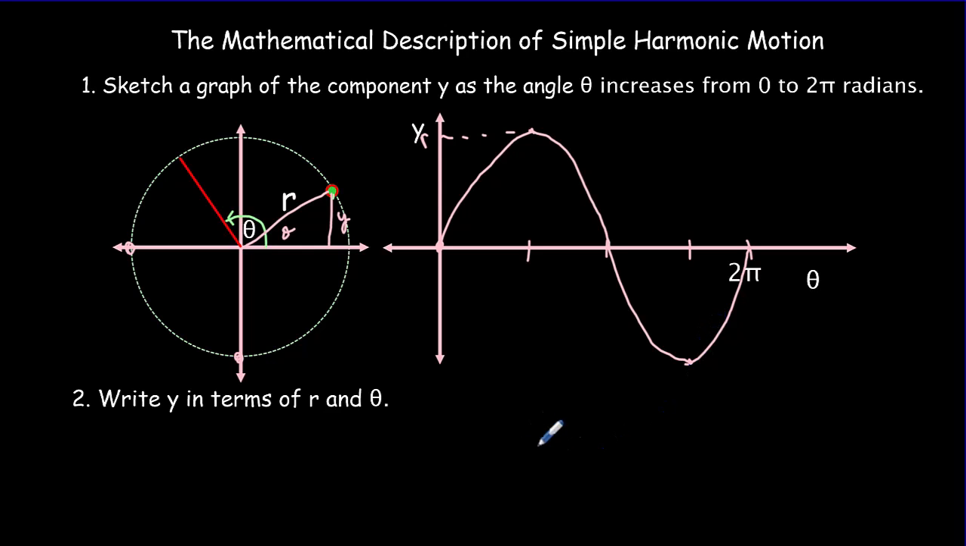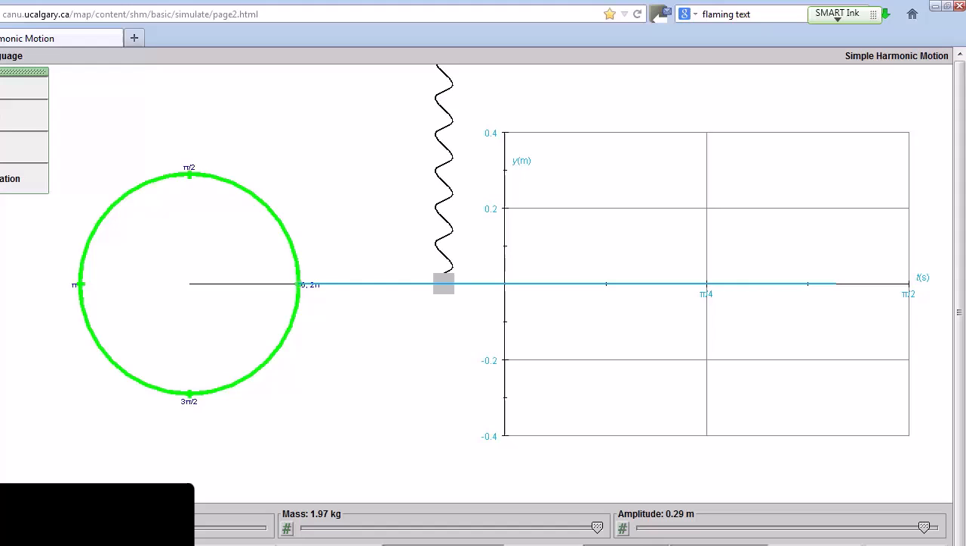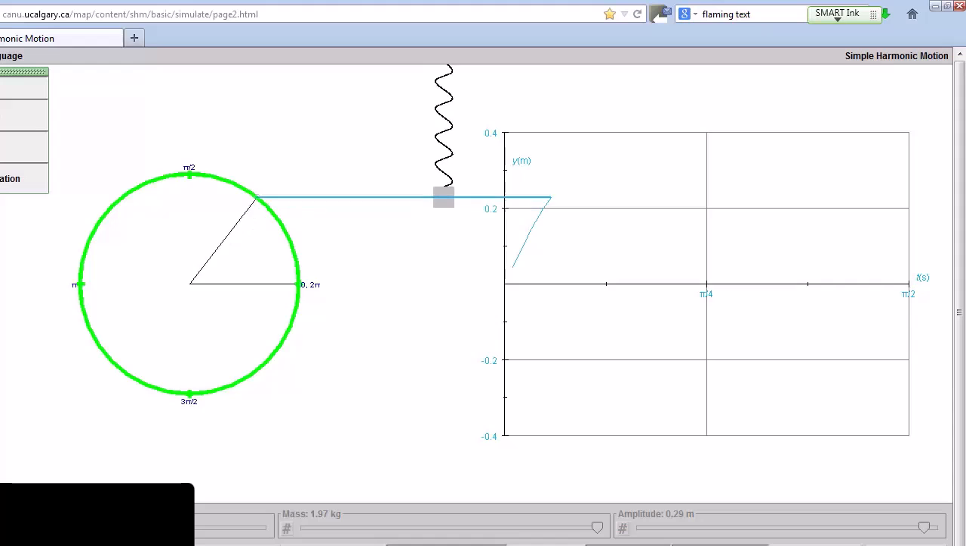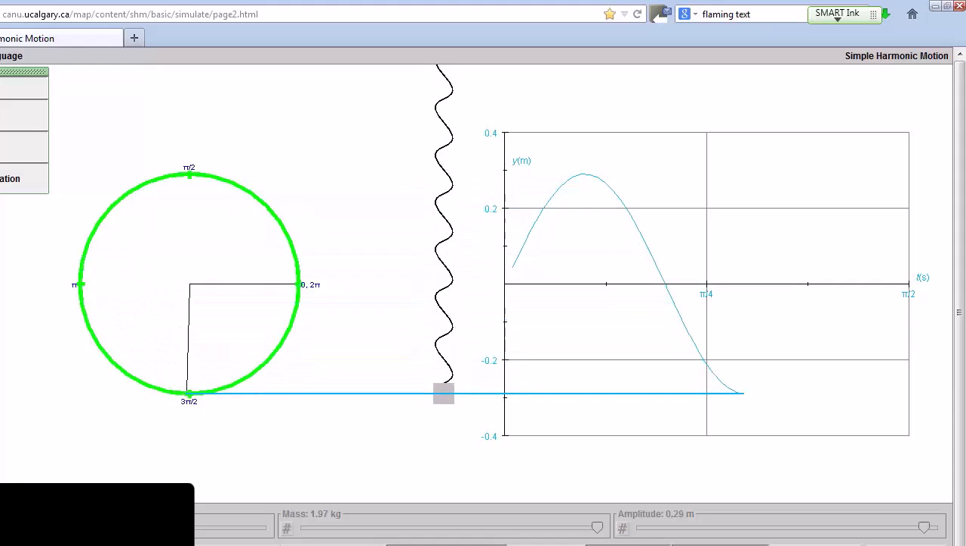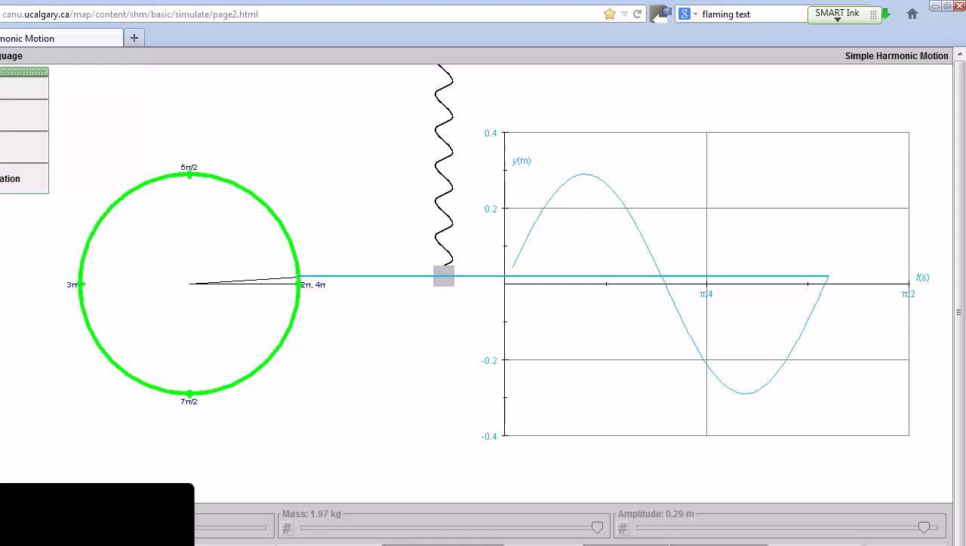And then our equation, that's quite easy to do because y is equal to r sine theta. That is, y divided by r is the sine of theta. Y is the opposite side, r is the hypotenuse. Here's a quick visual that will show you how that works and how that relates to simple harmonic motion. If I press play here, you'll see that the y component is simply following the motion of the mass in simple harmonic motion. And we're getting a sine function.